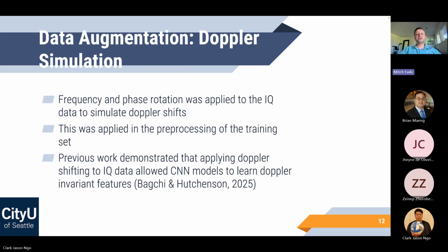For the Doppler simulation, frequency and phase rotation was applied to the IQ data to simulate Doppler shifts, which was applied during the pre-processing step. And adding Doppler simulation to the data set was demonstrated in previous work from the key references. Next slide.